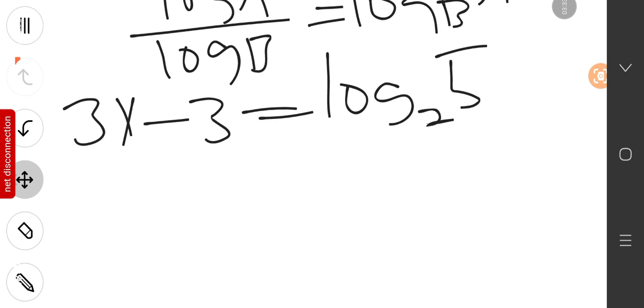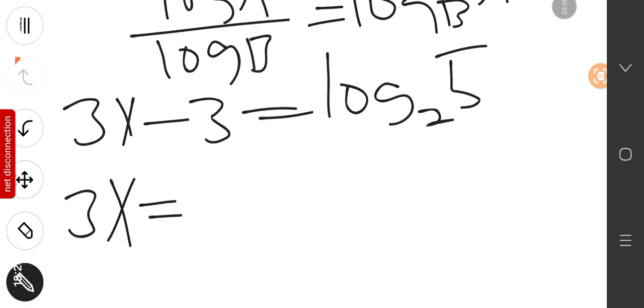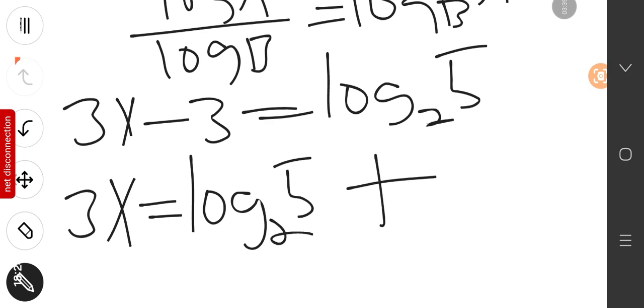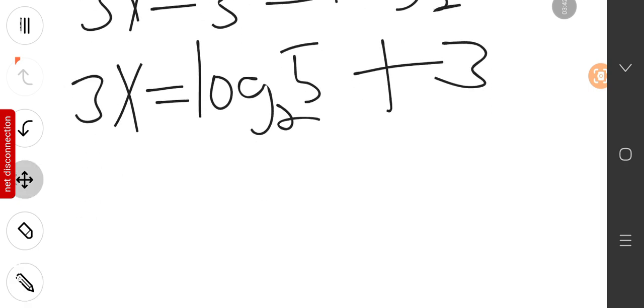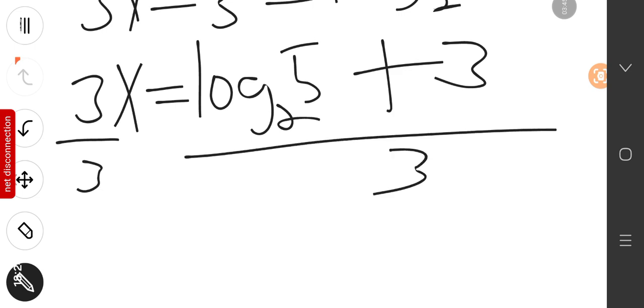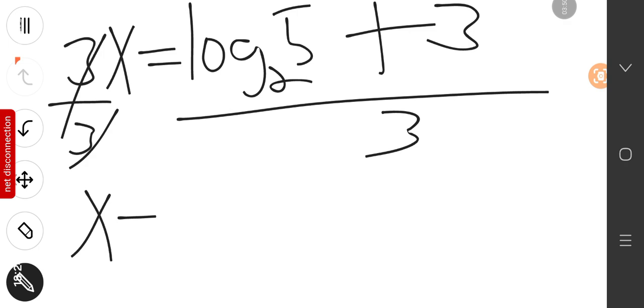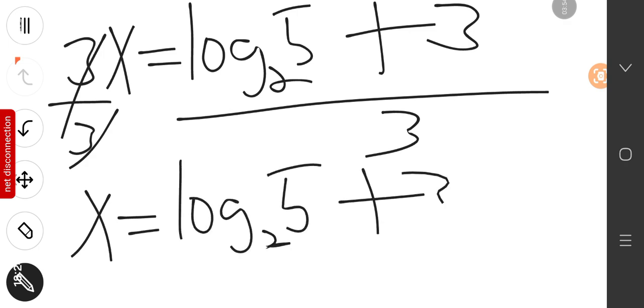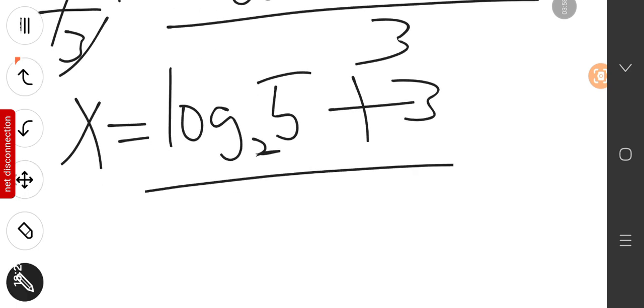Now this gives us 3x equals log 5 base 2 plus 3. Now let's make x the subject of the equation. So we divide here by 3 and then here by 3. And then we have x equals (log 5 base 2 plus 3) all over 3.